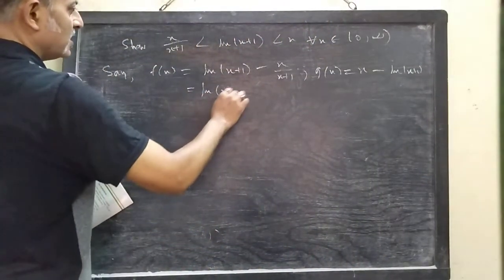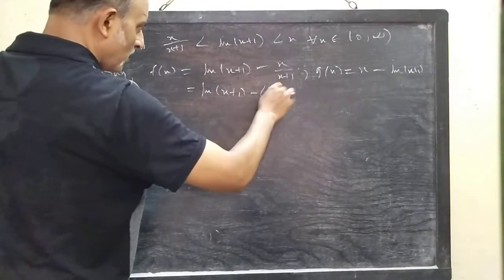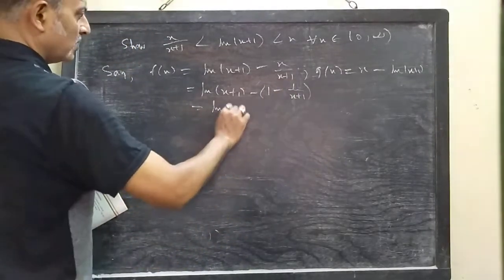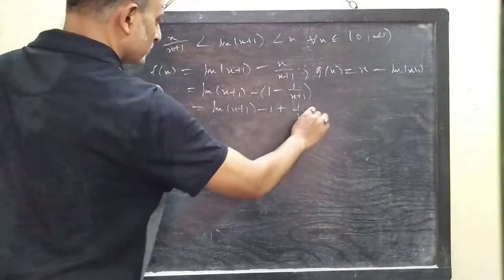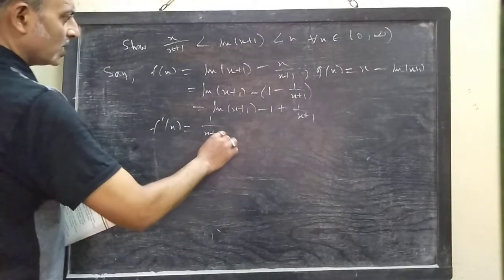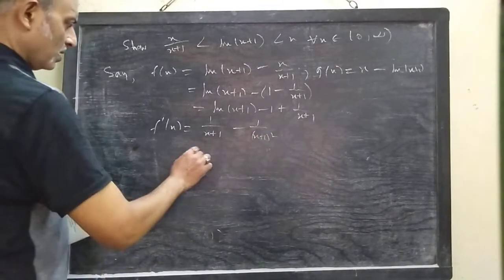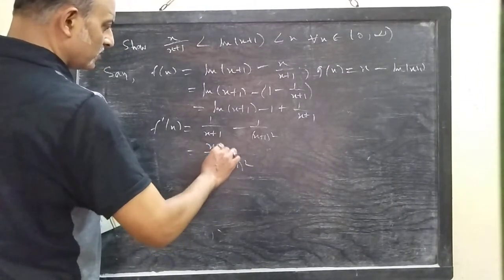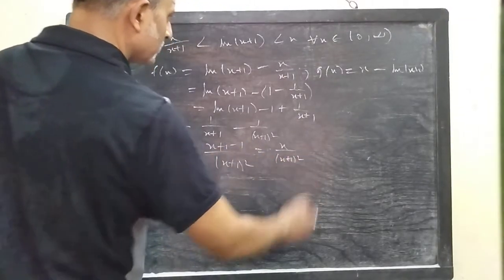Let us write it as ln of x plus 1 minus x plus 1 minus 1. So this will be 1 minus 1 by x plus 1. So you get ln of x plus 1 minus 1 plus 1 by x plus 1. Therefore your f dash x will be 1 by x plus 1 minus 1 by x plus 1 whole square. So this will become x plus 1 whole square. So x plus 1 minus 1, that is x by x plus 1 whole square.